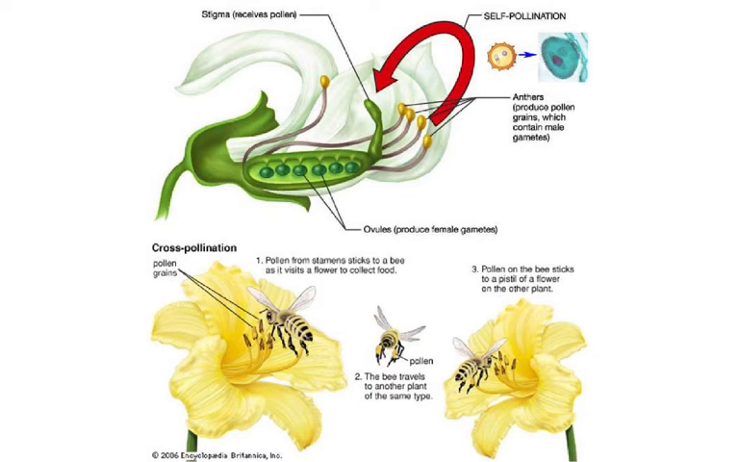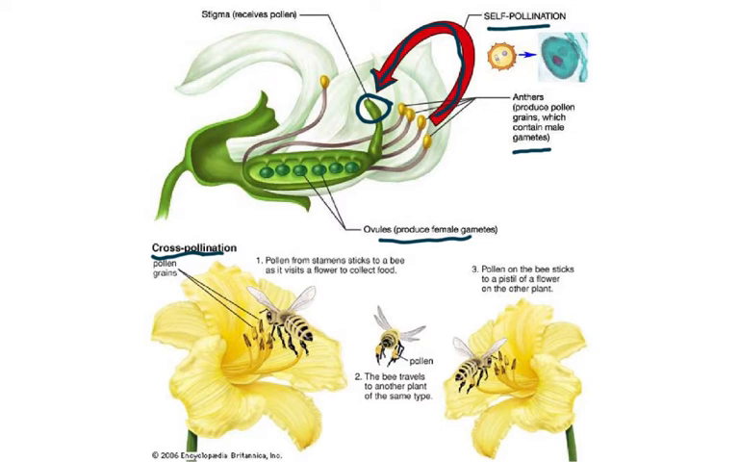Another diagram showing you self-pollination and cross-pollination. In self-pollination, the anthers produce pollen and then it falls onto the same flower. This is the stigma which is going to receive the pollen from its own flower. The ovule will then produce the female gametes.